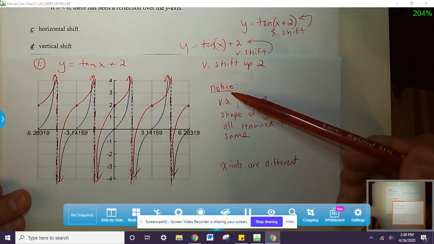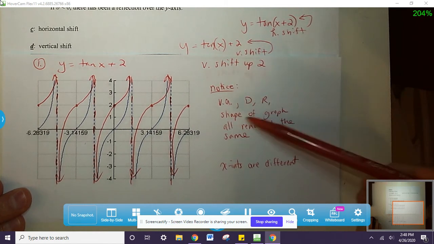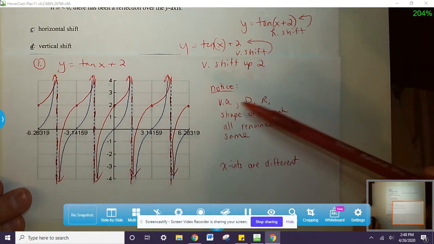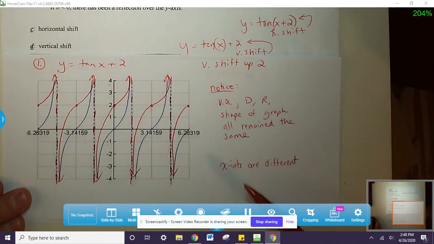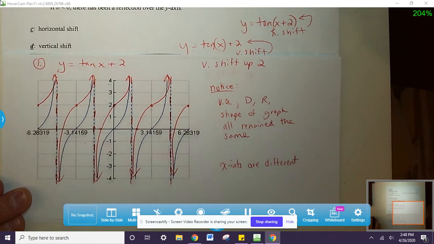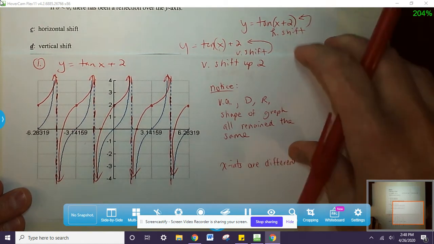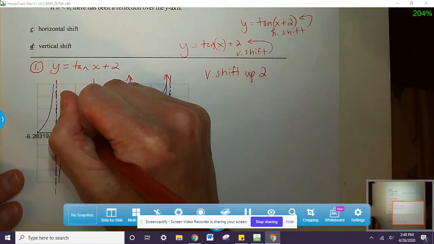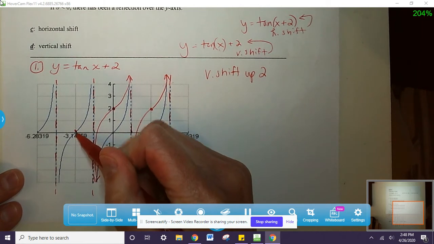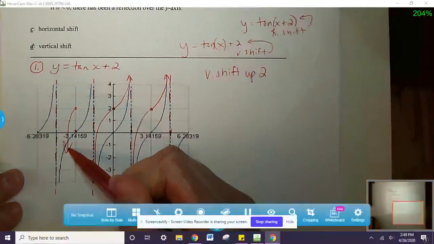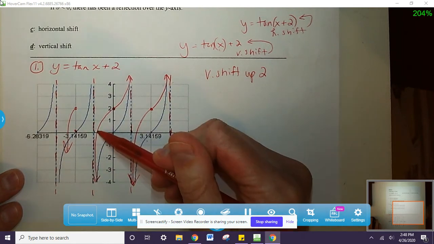Notice, if you want to write this down, you can, but just observe that the vertical asymptotes, the domain, the range, and the shape of the graph have all remained the same. So when we did that vertical shift, those asymptotes and all these characteristics stay the same, but the x-intercepts are all different now. I don't know what they are exactly, but they're not the same as they were. It's just something to observe. And one more thing, just check your graph. When I move that up 2, you don't want to just do this. That's not what the graph looks like. Don't just drop down. Really approach the asymptote.